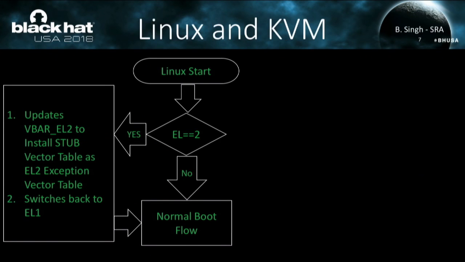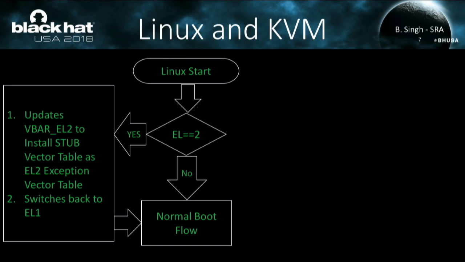Okay. So in order to support KVM in Linux, Linux has to boot in EL2. So one of the initial things that Linux does when it starts to boot is it checks the current EL value, the exception level value. So if the exception level value is 2, then it knows that, okay, I'm running in EL2, so I can access VBAR_EL2 register, because VBAR_EL2 register can't be accessed from the EL1 directly. It can't be accessible from EL1.